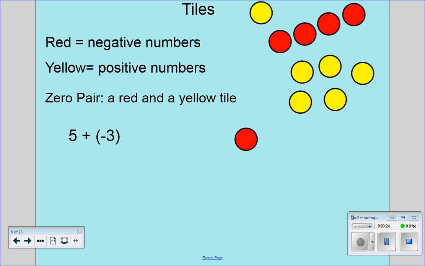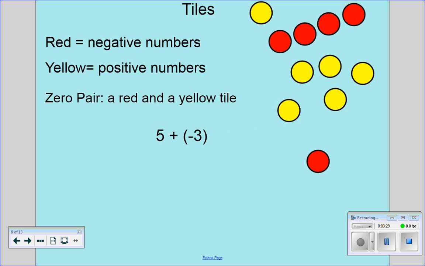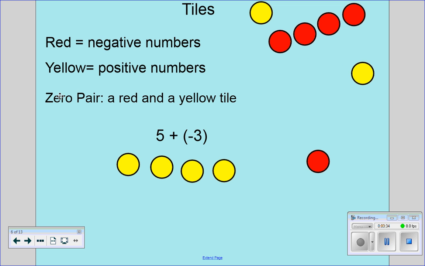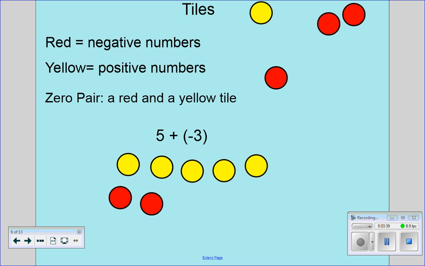So remember last year, this is how it went. I'm going to start with my problem here. I'm going to put 5 on my board. 1, 2, 3, 4, 5, plus -3: 1, 2, 3.